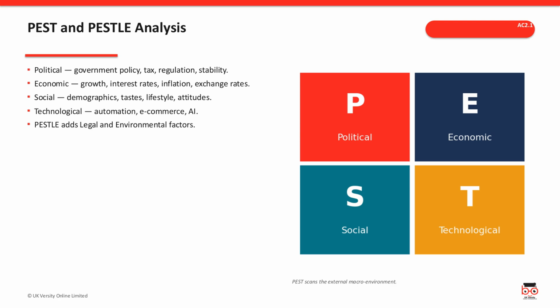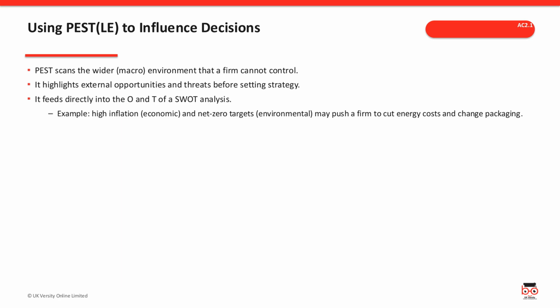Next comes PESTLE, a tool for scanning the wider world a business operates in. It works through political factors like tax and regulation, economic ones like interest rates and inflation, social factors like changing tastes and demographics, and technological change, such as automation and AI, and PESTLE then adds legal and environmental factors on top. For a car maker like Jaguar Land Rover, the shift toward electric vehicles touches almost every one of those letters at once.